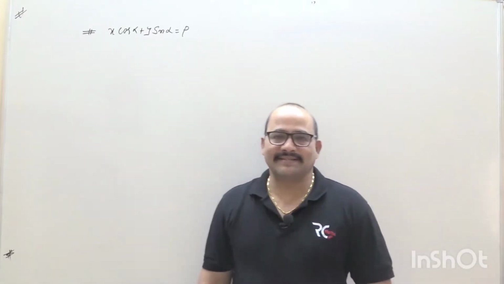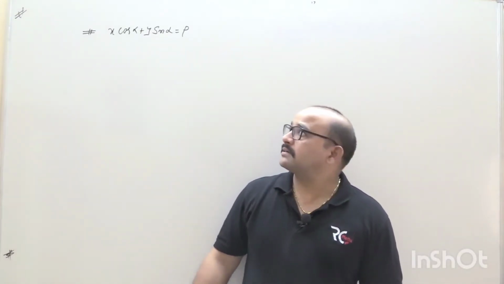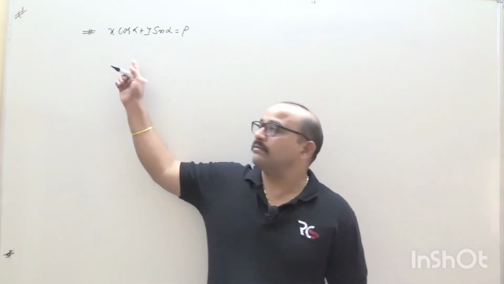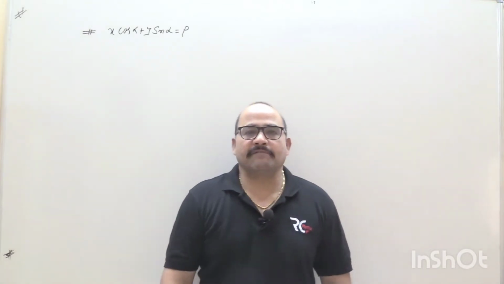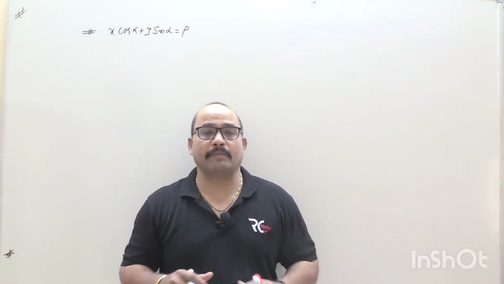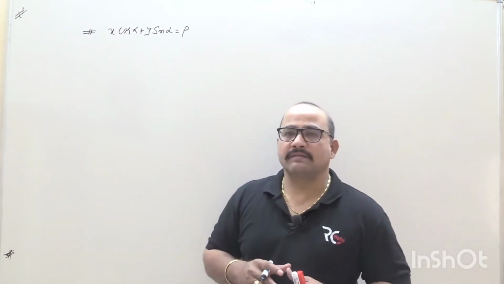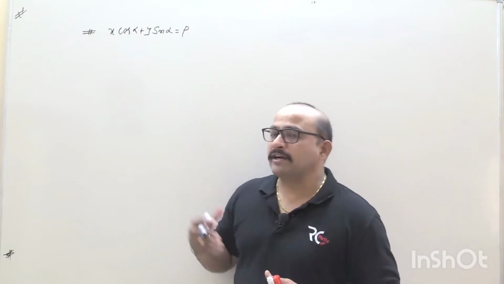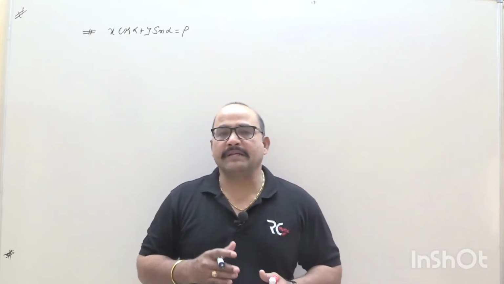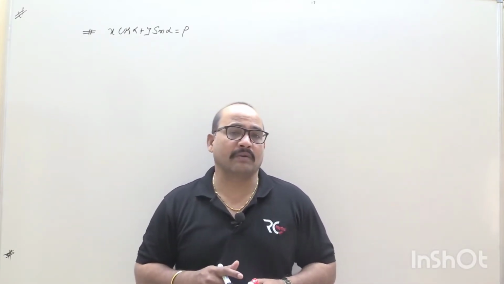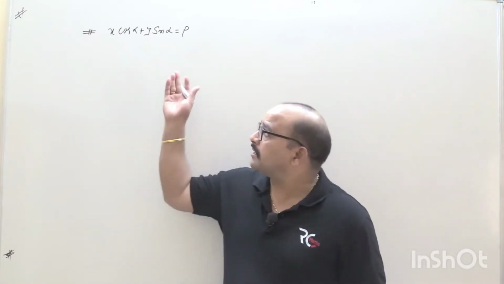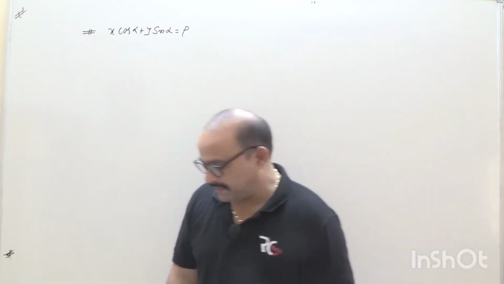Yes, dear students, in the last class we completely discussed the normal form, x cos alpha plus y sin alpha equal to p. Now in today's class we will see it in different positions, that means in the first quadrant, second quadrant, third quadrant. Now we will study a complete discussion about this.